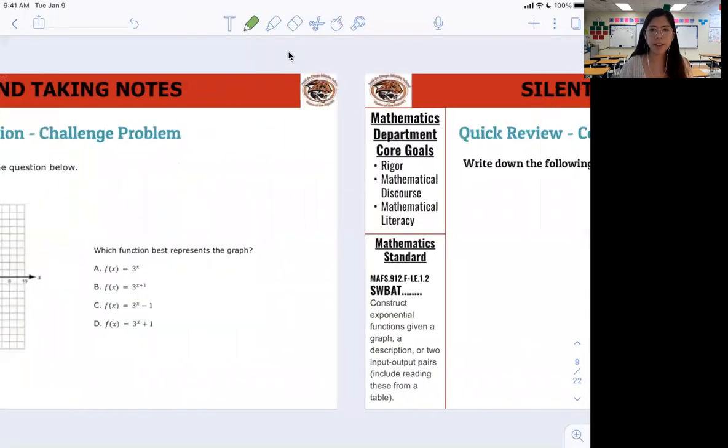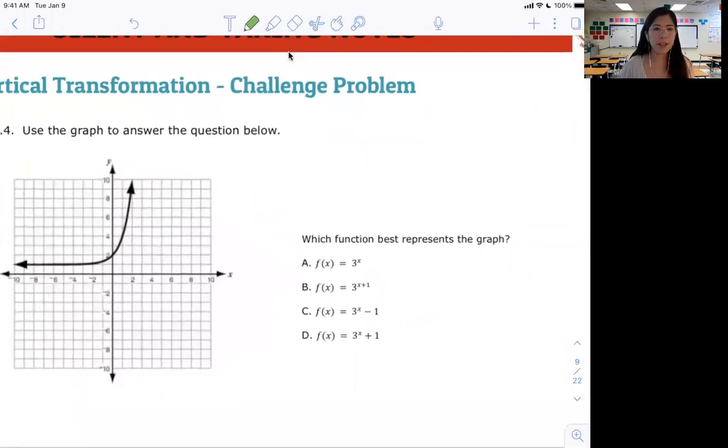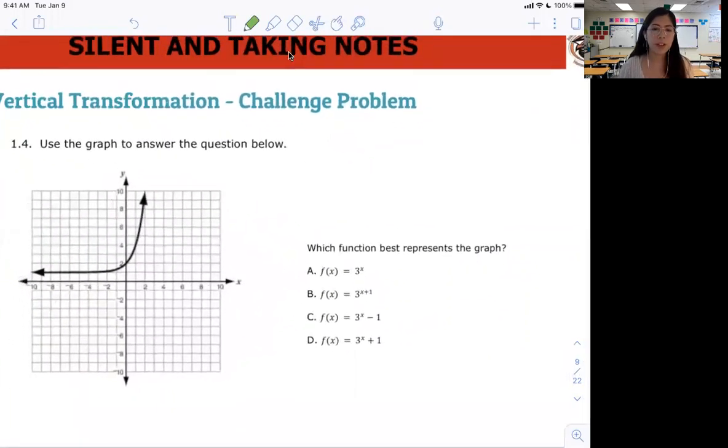Okay, one more, I think. Yeah, one more. Okay, so take a look. Use the graph to answer the question below. Which function represents the graph? This one's a little bit more challenging, but I'm going to give it to you guys. I'm going to let you answer it on the poll, and then we'll definitely go through it together.